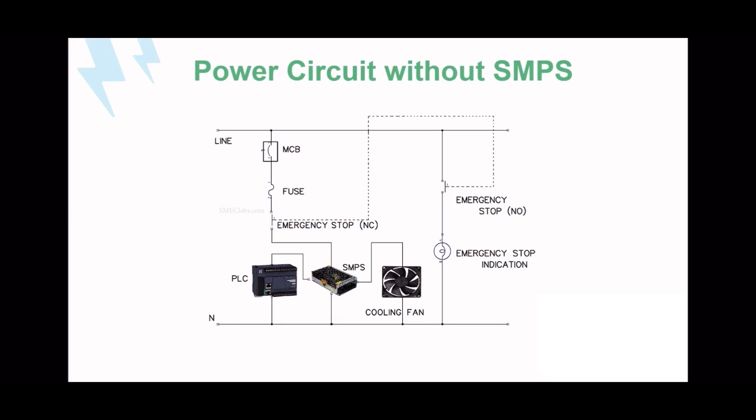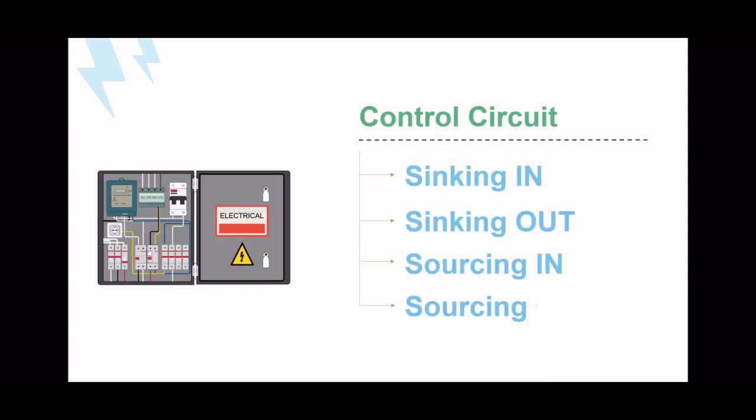Similarly, the emergency stop condition, like I said in the previous slide, is similar. Okay, then about the control circuit. You can see about the control circuit. I am just saying that sinking means the negative supply, and sourcing means positive supply. We have to look into where I have to give the negative or positive supply.